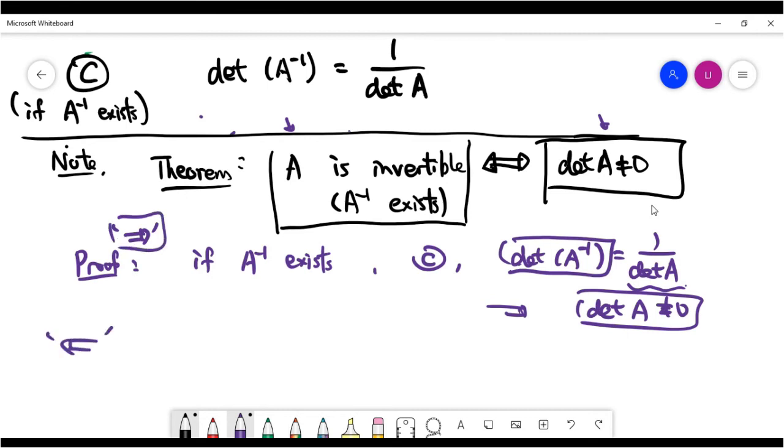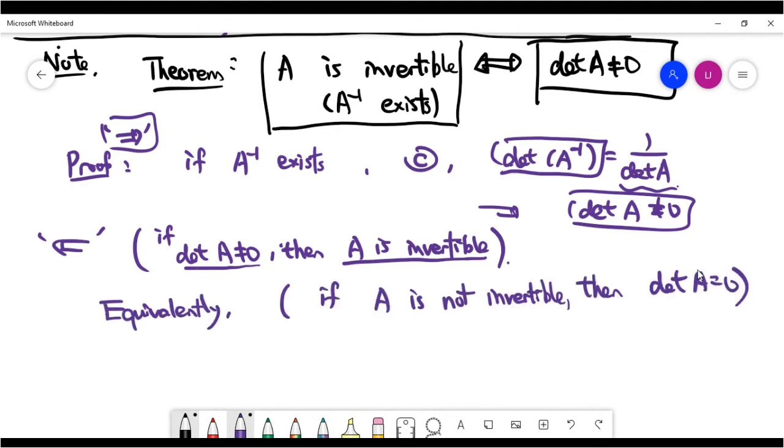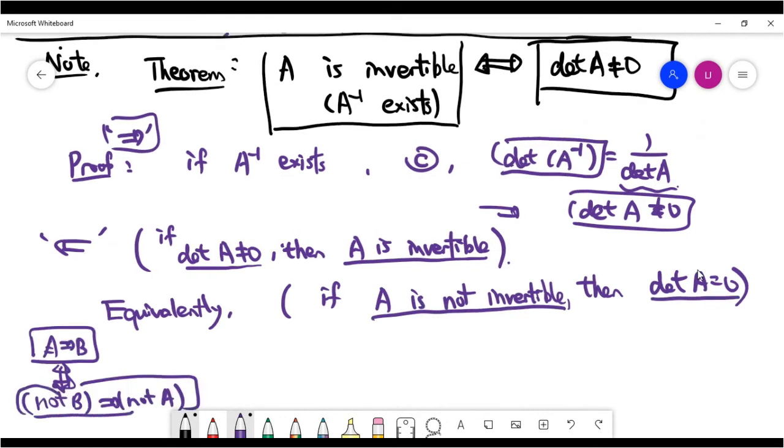But for the backward direction, please think a little bit more. The backward direction means you are trying to prove that if the determinant of A is non-zero, then A is invertible. Maybe for some of you it looks obvious, but I would try to be slightly more careful here. To prove this statement, equivalently, we can try to prove that if A is not invertible, then determinant A is 0. I'm using the fact that the two logical statements are the same: A implies B is equivalent to the statement not B implies not A. I believe quite a lot of you have seen this kind of logical statement.